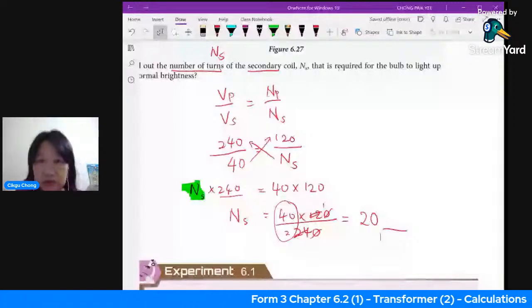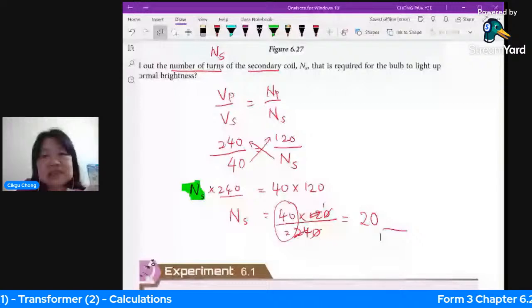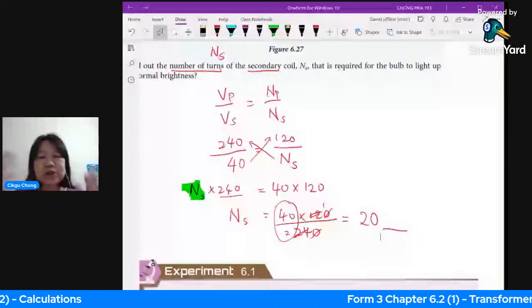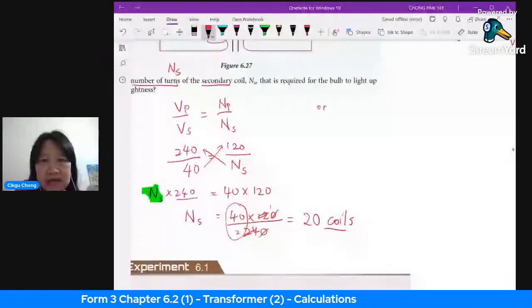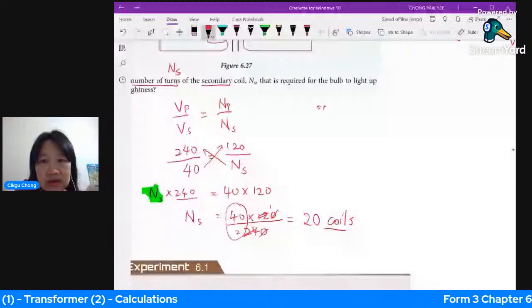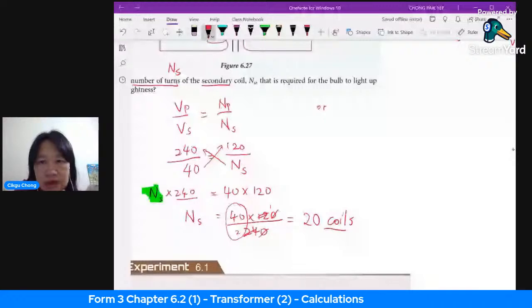Okay, now let's say what happens if I change my formula. Let's say I don't use this one. Just like I said, you can do it around, isn't it? You can change the position of your N and your P. Let's say I do it this way around. I put my N here on the left hand side equals to my V on the right hand side. Now I put, let's say, S on top and P at the bottom. Will I get the same answer or not?